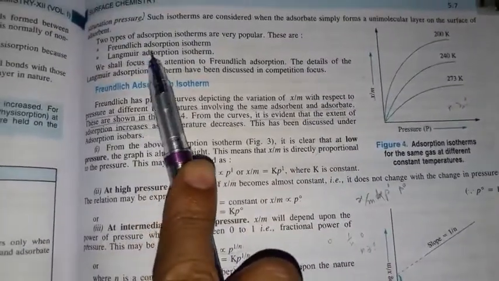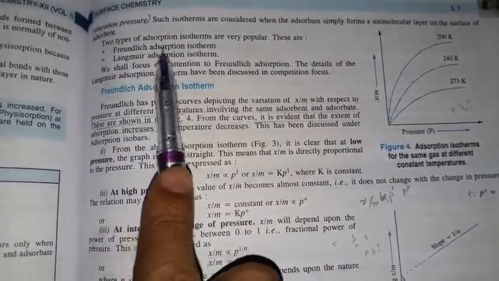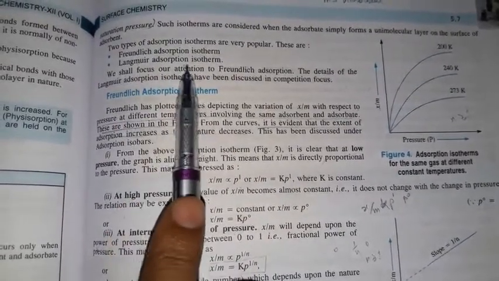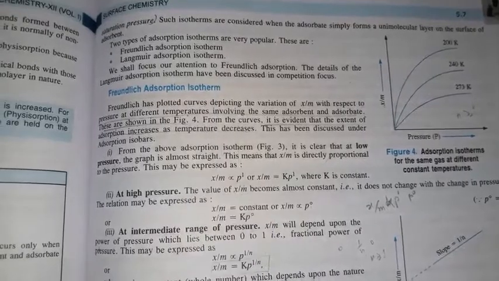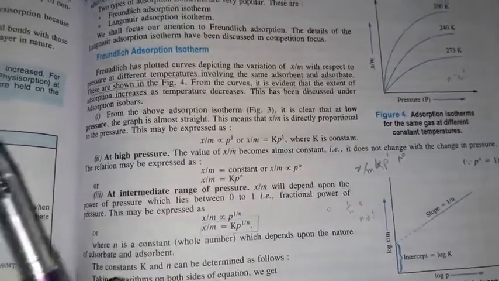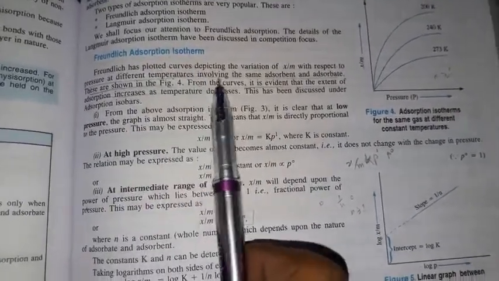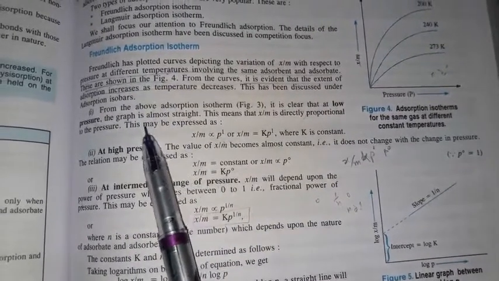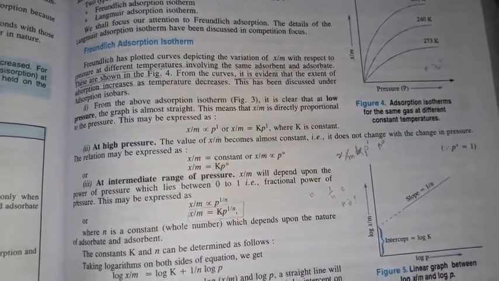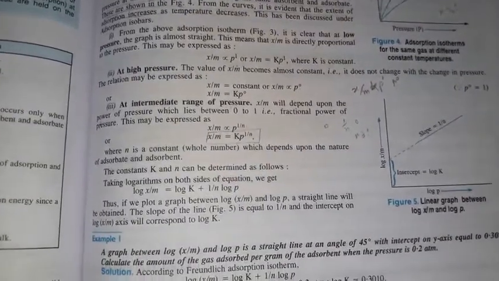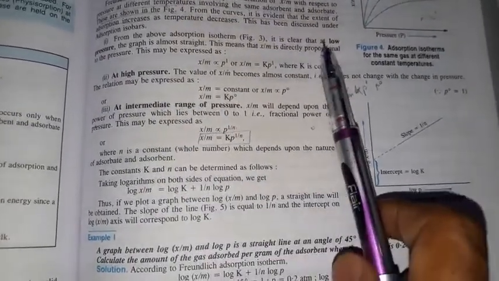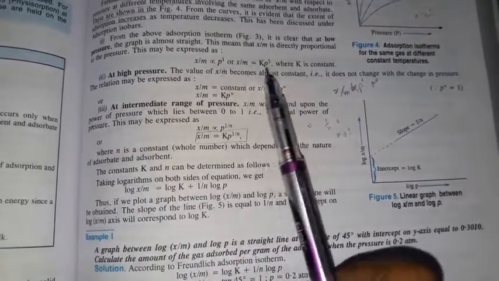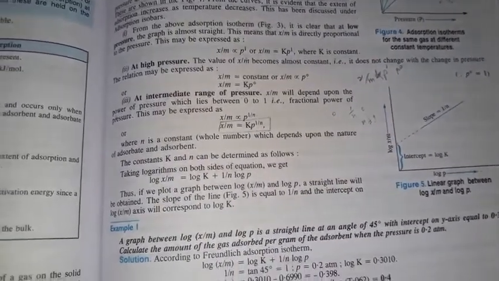Two adsorption isotherms are very popular: the Freundlich adsorption isotherm and the Langmuir adsorption isotherm. First is the Freundlich adsorption isotherm. You can easily show this with the help of a diagram. There are some conditions: low pressure, high pressure, and intermediate range. These stages depend on this diagram.